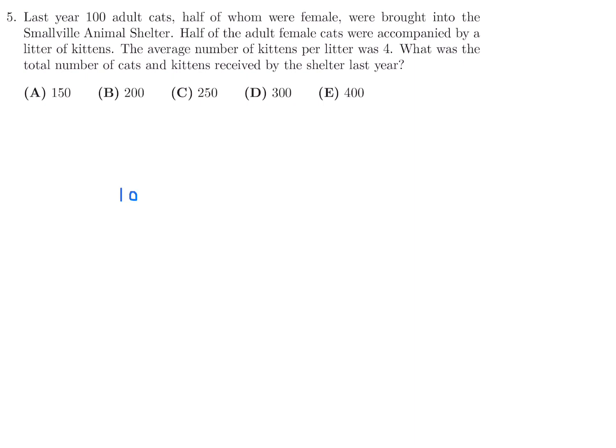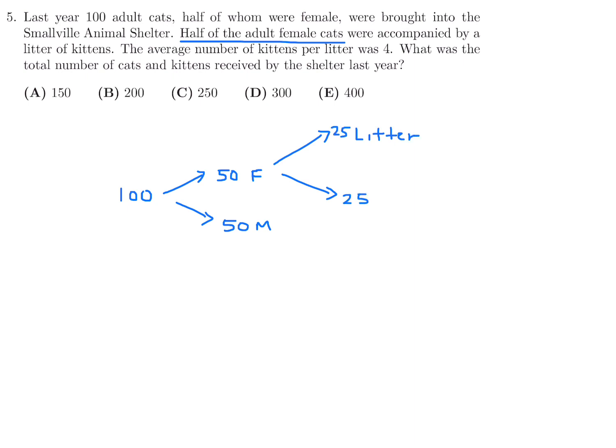So we have 100 cats, and half of them, which is 50, are female, and the other half are male, since there are only 2 genders. And then of the 50, we break them up into 2 groups, because it says half of the adult female cats are accompanied by a litter. So this group, which is 25, has a litter. And this group, the other 25, has no litter.